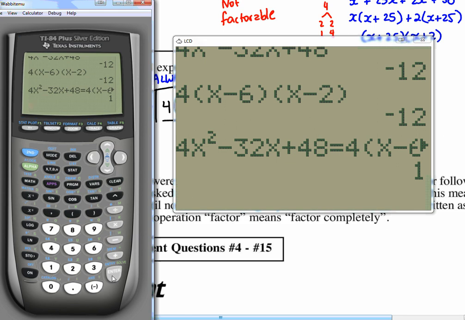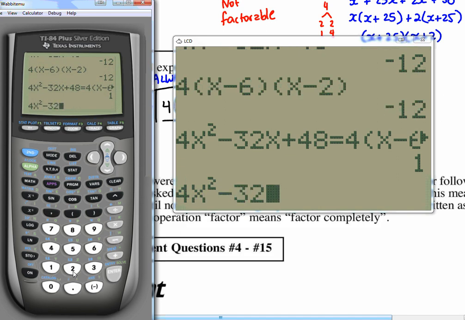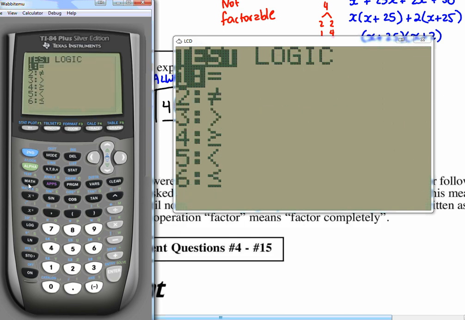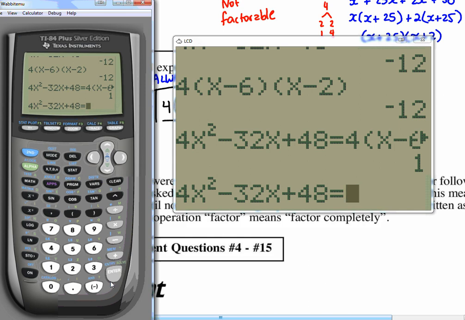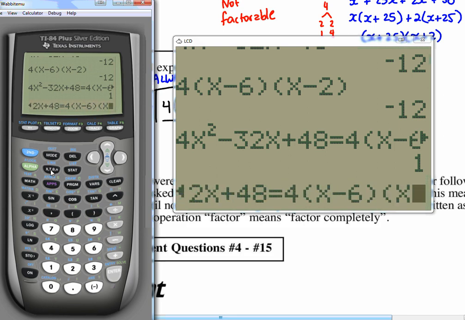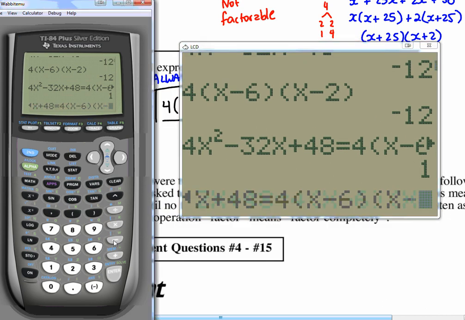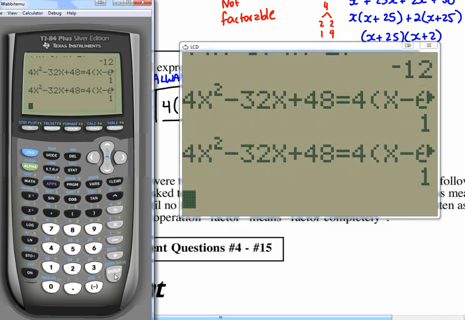So for a test, you type in your original, 4x squared minus 32x plus 48. The test feature is second math. You see test on your calculator there? We want to use the equal sign. So we're saying, does 4x squared minus 32x plus 48 equal, now let's type in 4 times x minus 6 times x minus 2. If it gives you a 1, that's a yes, that's true. Those are equal to each other. If it gives you a 0, it's false.